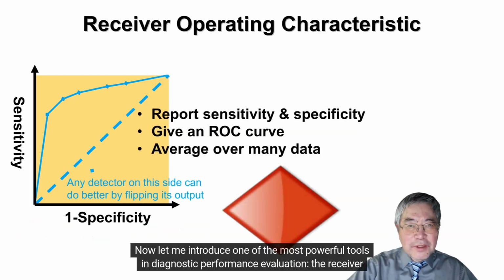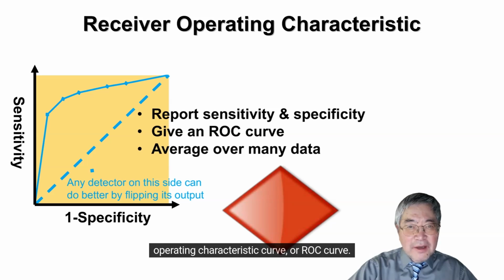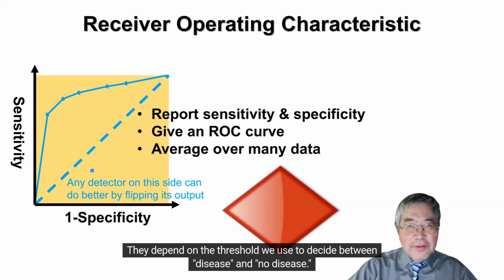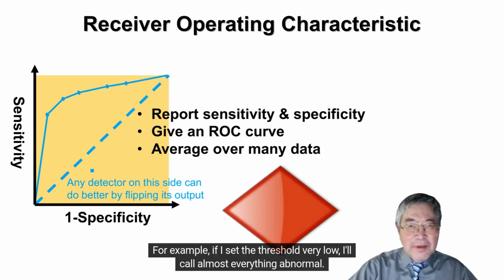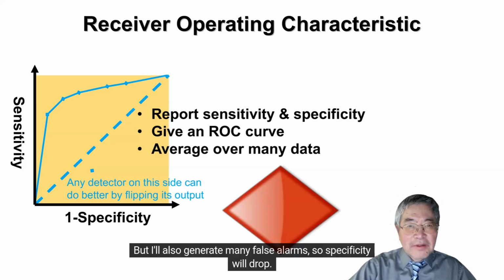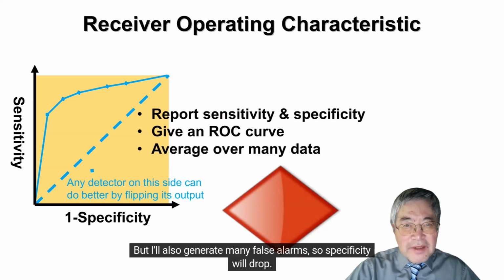Now let me introduce one of the most powerful tools in diagnostic performance evaluation, the Receiver Operating Characteristic Curve, or ROC curve. Here's the key idea. Sensitivity and specificity are not fixed properties of a test. They depend on the threshold we use to decide between disease and no disease. For example, if I set the threshold very low, I'll call almost everything abnormal. That means I'll catch nearly every true case, so sensitivity will be very high. But I'll also generate many false alarms, so specificity will drop.